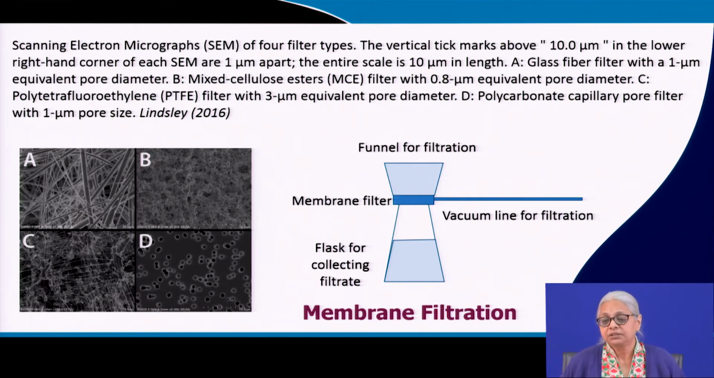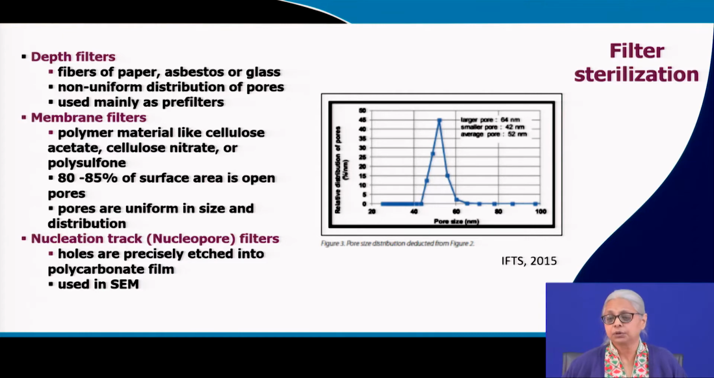Then we come to polytetrafluoroethylene filters, which have a 3 micron pore size or pore diameter. And the final one is polycarbonate capillary pore filter with a 1 micron size. These are made by etching with a laser beam. They are all exactly uniform, and I'll come to a little more about that.